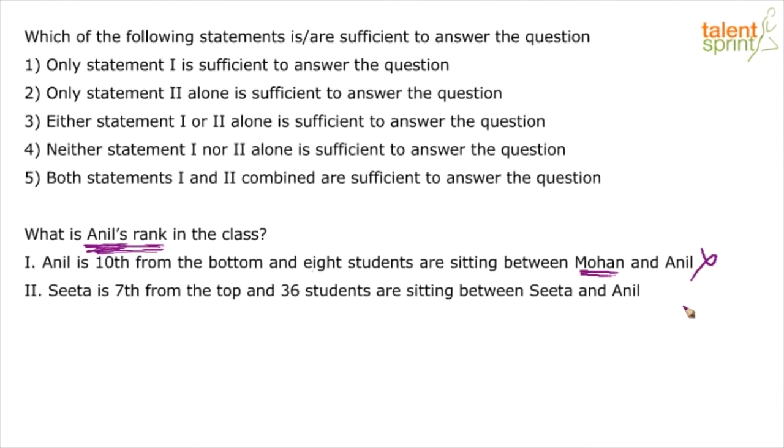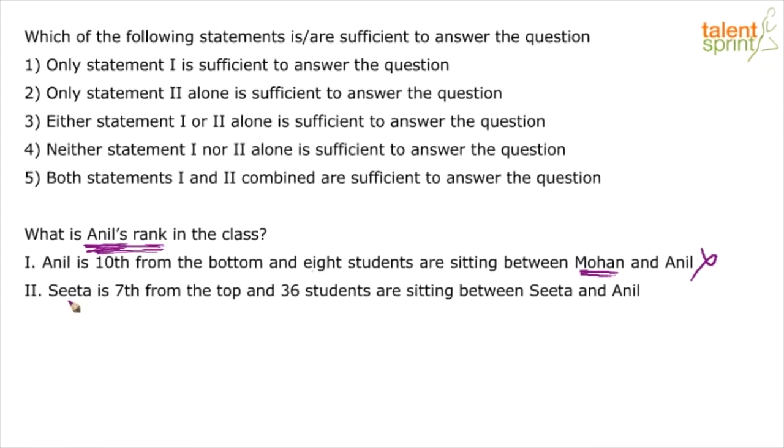Right? Let us look at statement 2 alone now. Statement 2 says Sita is 7th from top. So if you read only this part of the statement, your response will be, so what? If Sita is 7th from top, how will I know Anil's rank from that? Yes or no? If somebody tells you to find out Anil's rank and then he says Sita is 7th from top, what will you say? So what? What should I do? If Sita is 7th from top, how will I get to know Anil's rank?